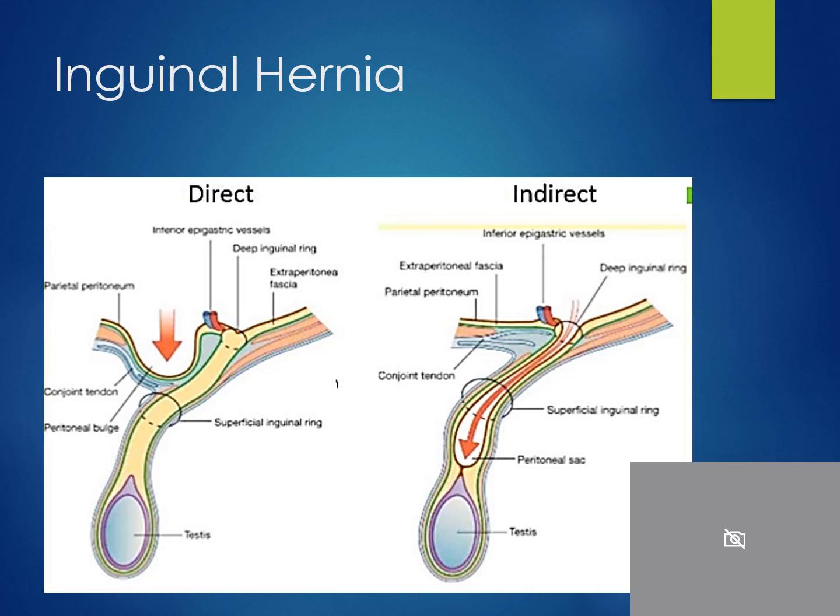There is the direct acquired inguinal hernia. This leaves the abdominal cavity medial to the inferior epigastric artery, protruding through an area of weakness in the posterior wall of the inguinal canal. It's called the inguinal triangle or the Hesselbach triangle. We mentioned it earlier. Now it is between the inferior epigastric artery superolaterally, rectus abdominis medially, and the inguinal ligament inferiorly. It has a hernial sac formed by the transversalis fascia.